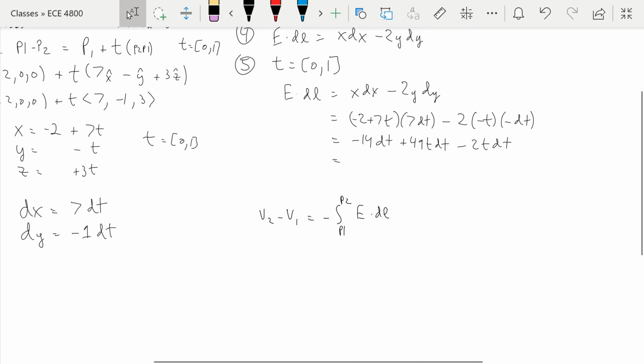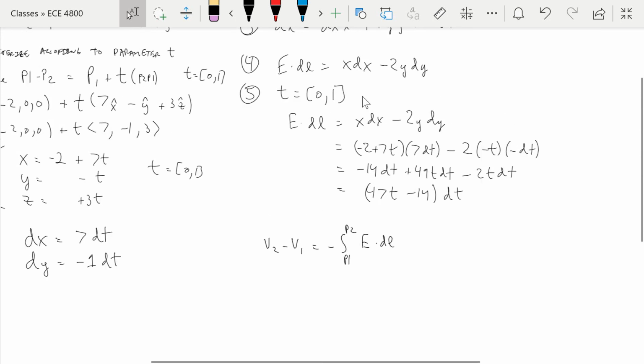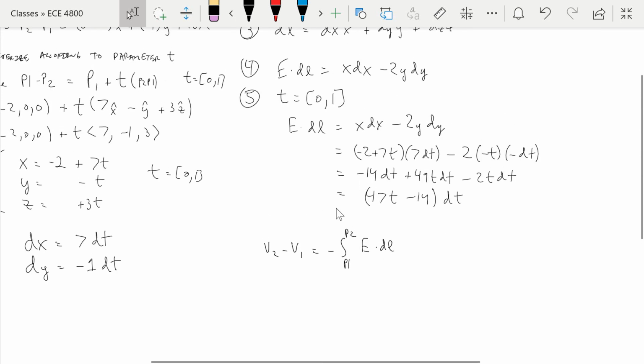So it becomes 47t minus 14, and this is all multiplied by dt. Okay, so what we did here, we took our E dot dl and we transformed it according to our variable t, so that the next step when we do the integral, it becomes a lot easier. Let me move on here.